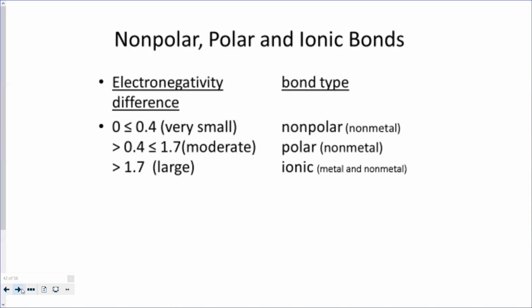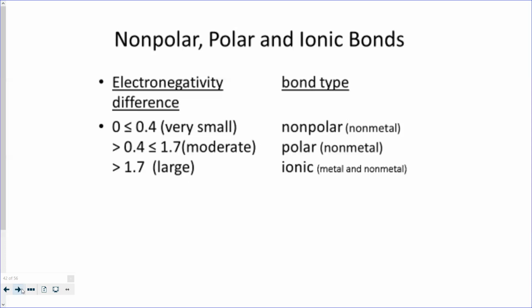And make sure that for it to be a non-polar covalent bond, it has to be made of 2 nonmetals. You'll see that there are some exceptions where it might be a metal and a nonmetal that are very close together, but a metal and a nonmetal cannot make a non-polar covalent bond. So nonpolar can only be covalent bonds. Polar can also only be covalent bonds.